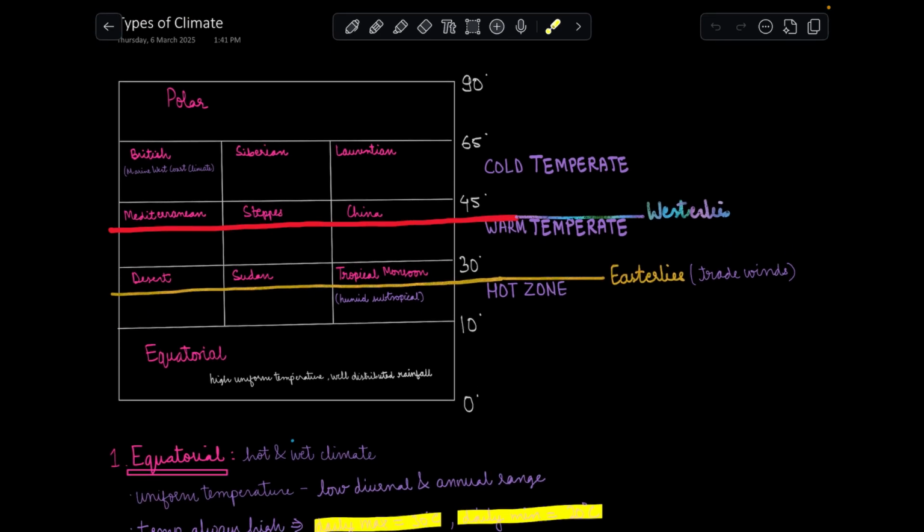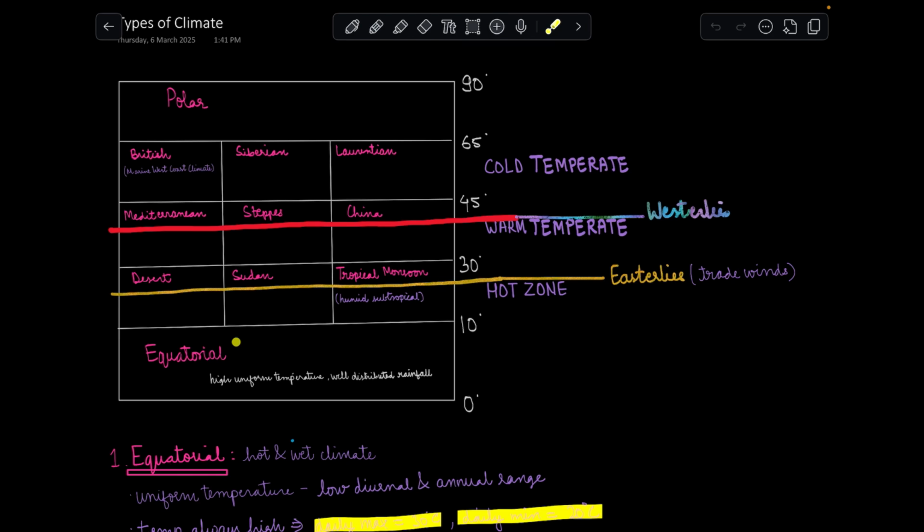You could basically categorize these climatic zones on the basis of the latitudes. Considering this as 0 degrees, we could have five different latitudinal layers. First is from 0 to 10 degrees, then 10 to 30 degrees, 30 to 45, 45 to 65, and 65 to 90. These are the five broad latitudinal classifications. Within these also, we have 9 other classifications.